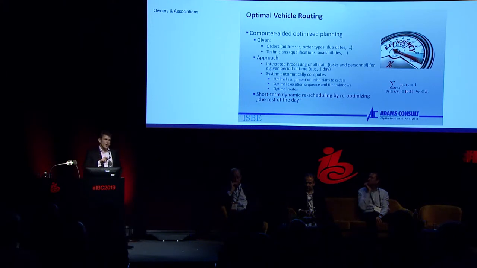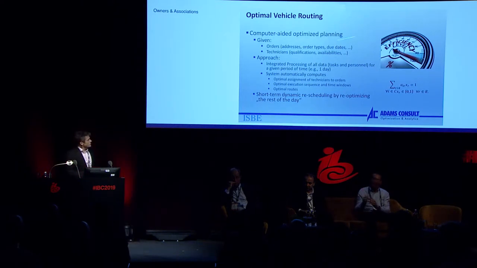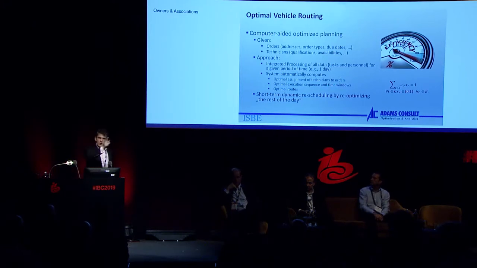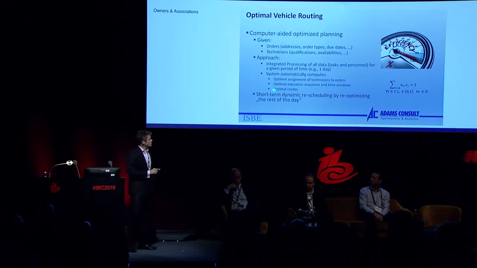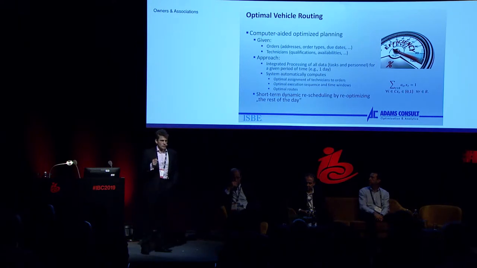So this mathematical optimization algorithm, working on our routing, will spit out for each technician a schedule of jobs he is supposed to do that day with time windows and the routes he's supposed to take. And that is optimized. The system automatically computes optimal assignment of technicians to orders, optimal execution sequence and time windows, first that one, and that one, and that one, and optimal routes. And if something should go wrong on the day, let's say a customer is not present at that point, although he said he was, the system can reschedule by re-optimizing the rest of the day. We're always running optimal.